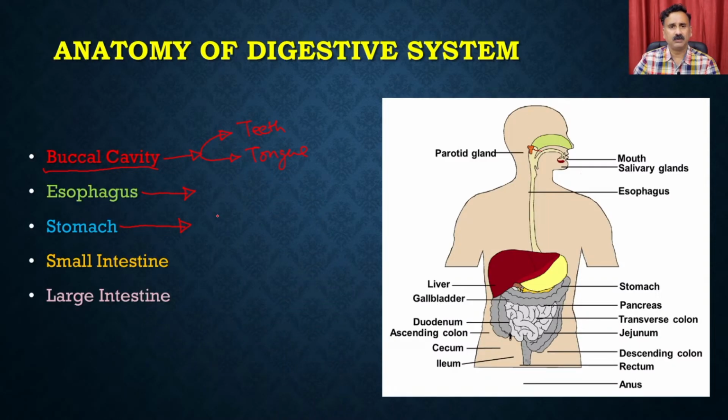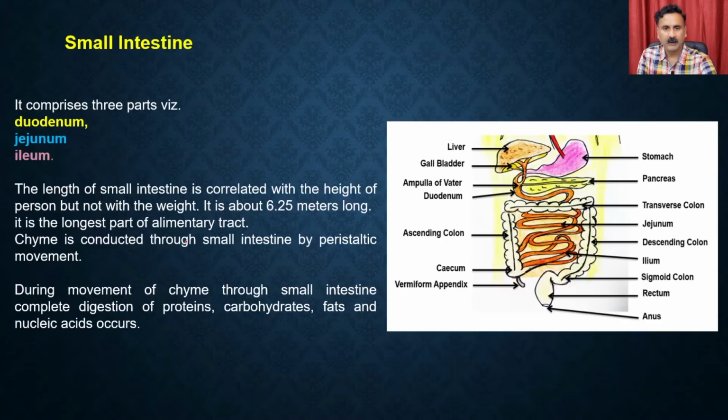In today's lecture, we are going to discuss some more aspects related to the anatomy of the alimentary canal. Let us start with the structure and function of the small intestine. The small intestine is comprised of three parts: the duodenum, jejunum, and the ileum.